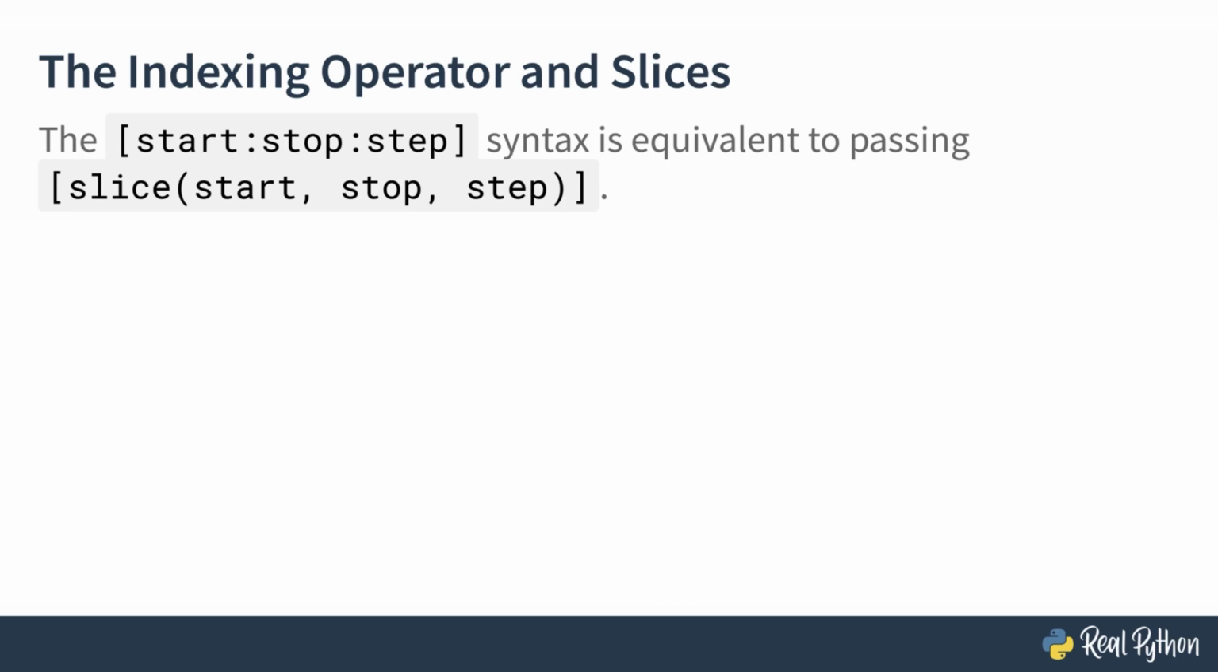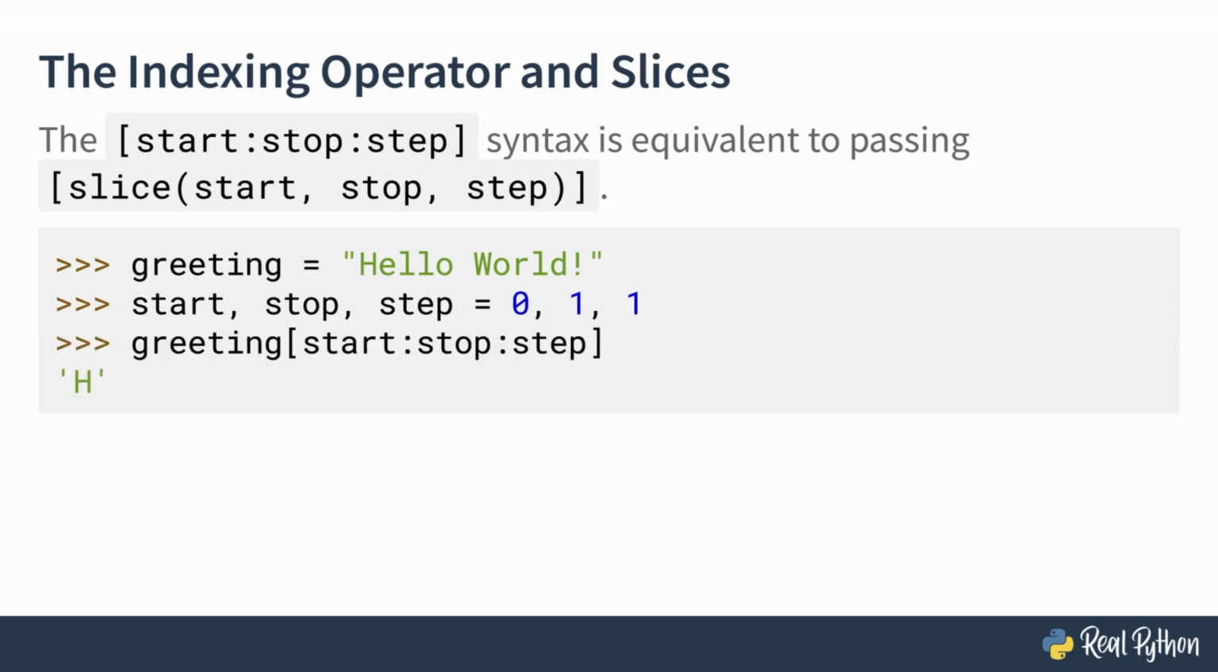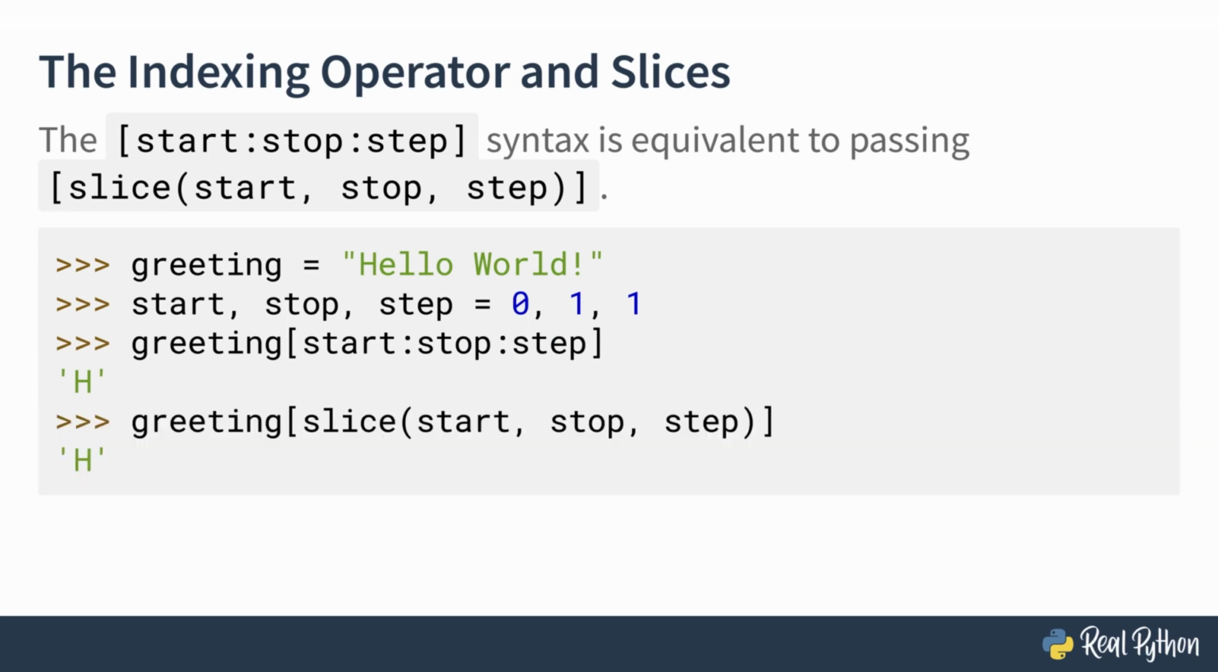The bracket operator has a similar syntax to the slice, with the arguments start, stop, and step. These behave identically to the slice. For example, let's create a string comprised of the characters hello world and assign it to the variable greeting. Let's also define start, stop, and step to be 0, 1, and 1, respectively. You can now use either the bracket operator syntax or __getitem__ with a slice directly. You should get the same result.